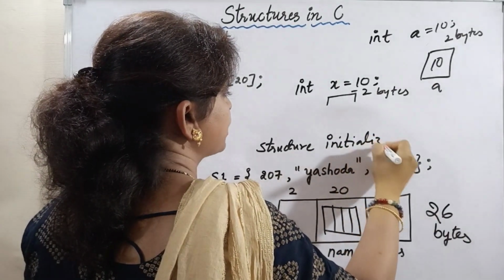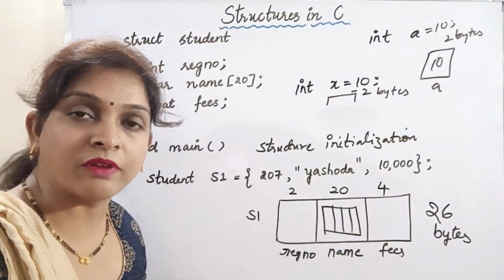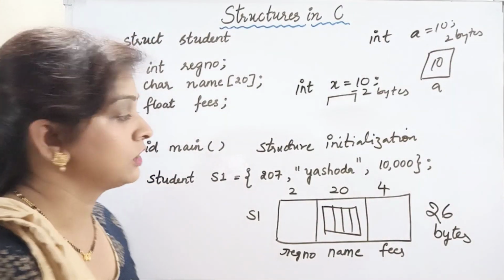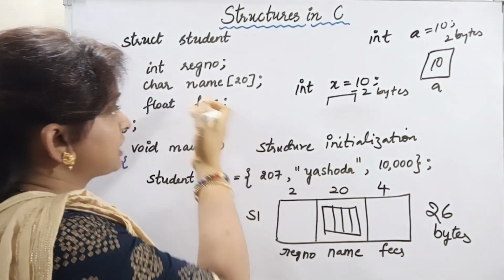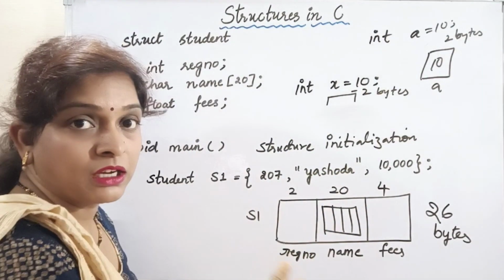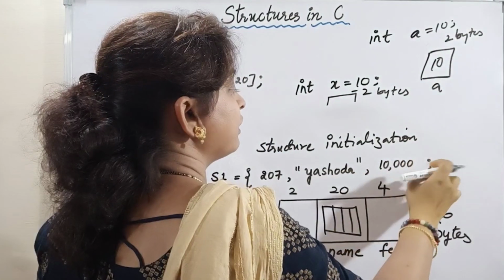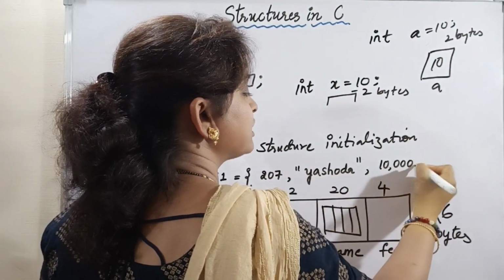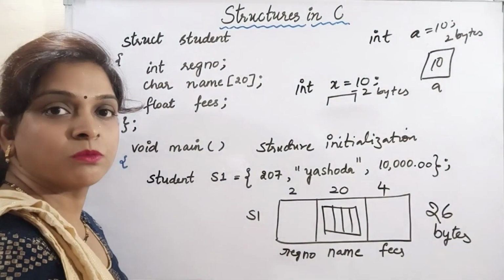So we are initializing the value for the structure, in the sense we are initializing the values to the members of the structure. So register number I am giving as 207. Name is a character array, so I need to give it in double quotes. Then we have the fees, I can just give it in float representation, or else implicit conversion will be done: 10,000.00.